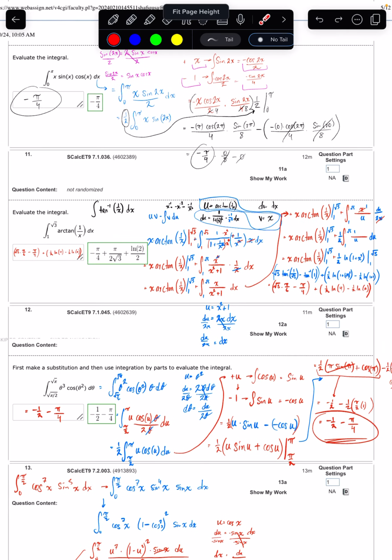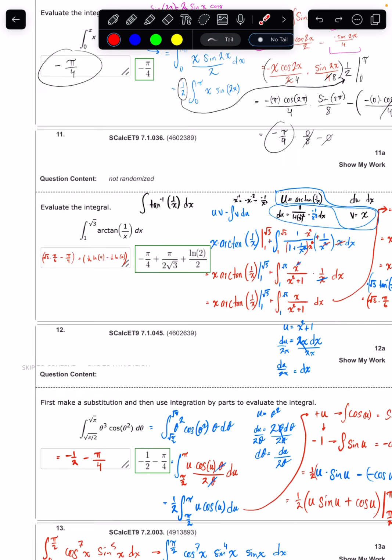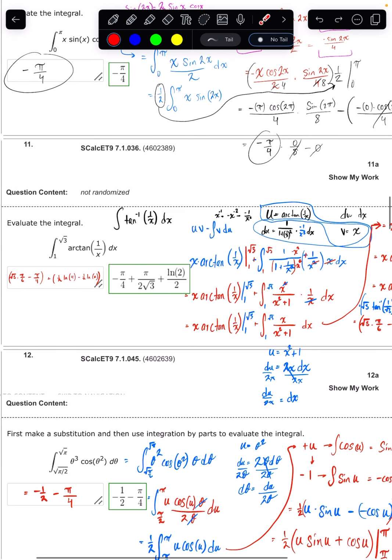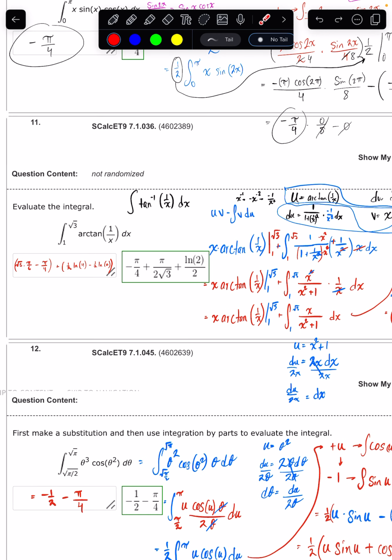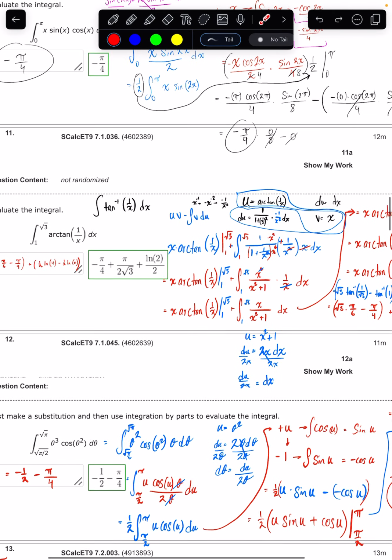Okay, number 11. Arctan of 1 over x, and it's not an indefinite integral. So I want it from 1 to square root of 3.